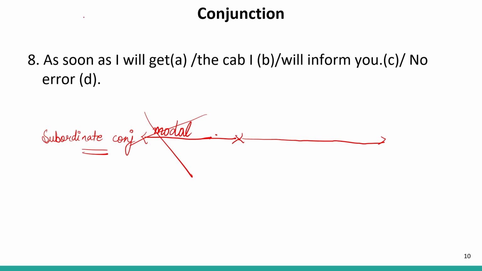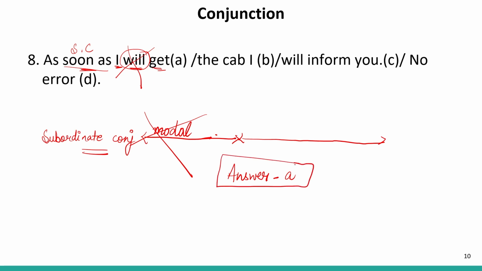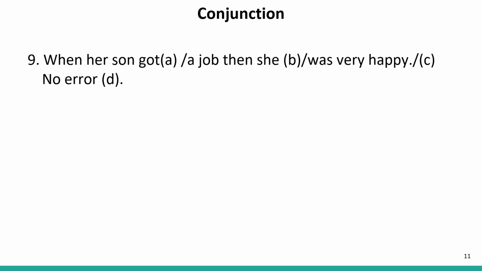Now, if we see the sentence, as soon as I will get, this will is a modal which cannot be used after as soon as, a subordinate conjunction. So will should be removed from this part. Now I is considered plural, that is why we use get. So the correct sentence will be, as soon as I get the cab, I will inform you. Therefore, our answer will be A, because this A part contains the error. Now let us move to the next question.